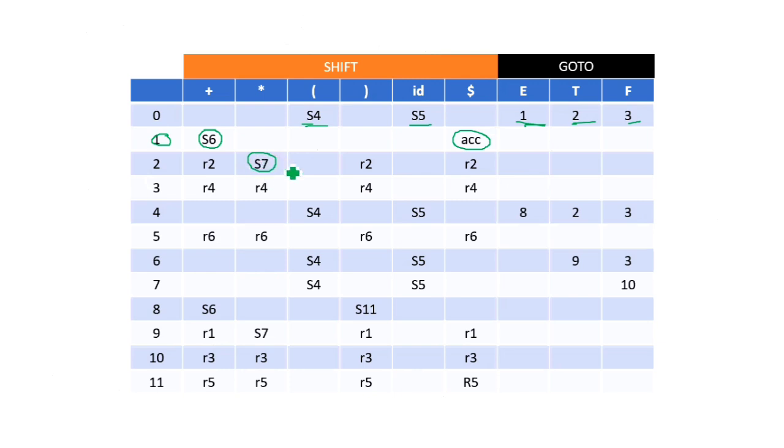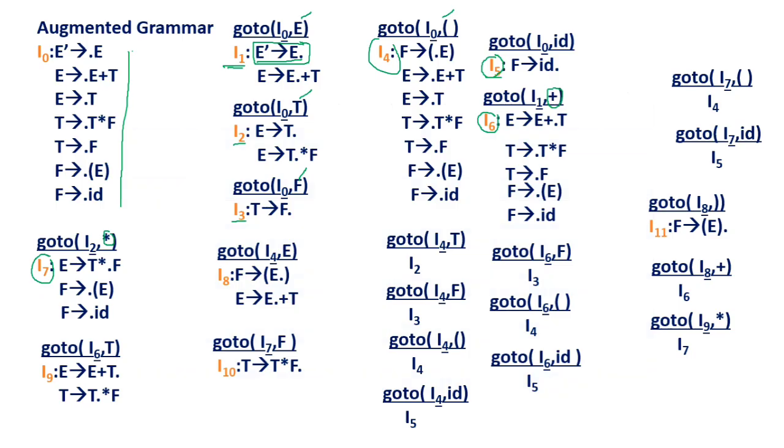In item set 2 where star is there, it goes to I7, so simply write it as S7. Now, in item set 2, check whether there is any production where the dot is at the end. So in item set 2, we have a production where the dot is at the end.